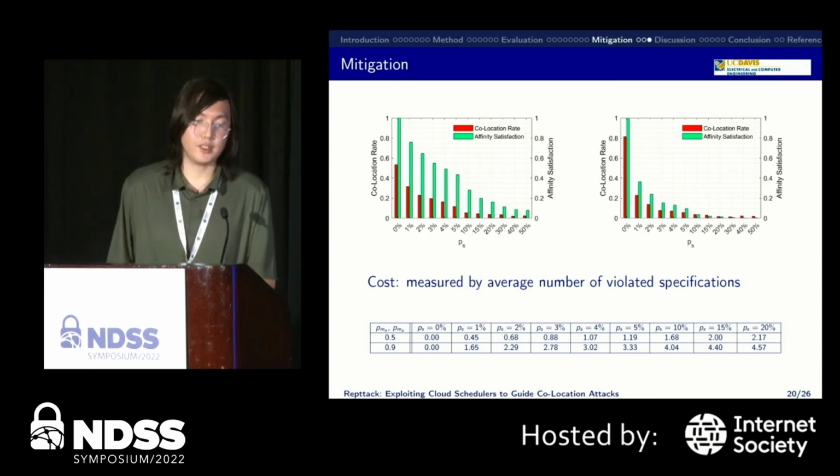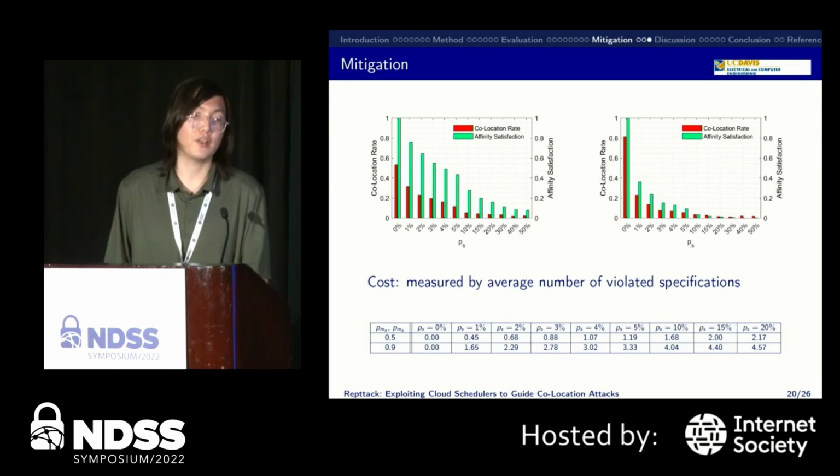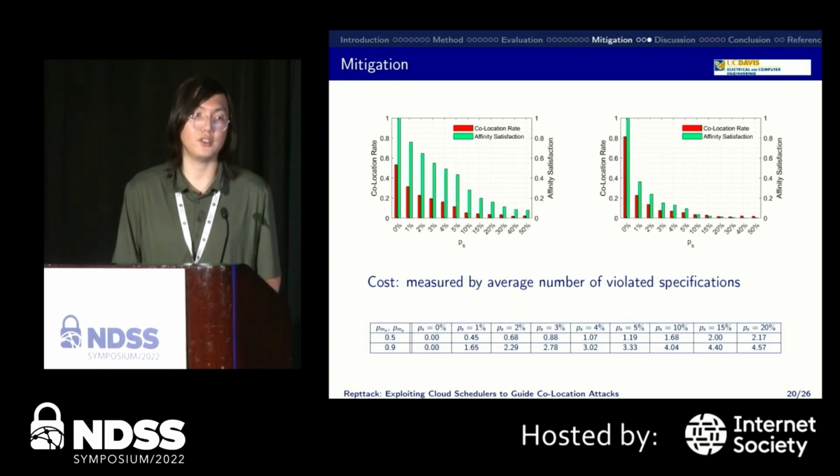table that even if we tune the parameter to 20%, which means there is a 20% chance that a server may be introduced to the candidate list even if it does not meet the requirements, the average number of violated specifications is only 2. So that means 2 out of 10 labels are violated. And if we can have control over which labels we want to skip, like adding new restrictions to this mitigation strategy, the cost can be further lowered.